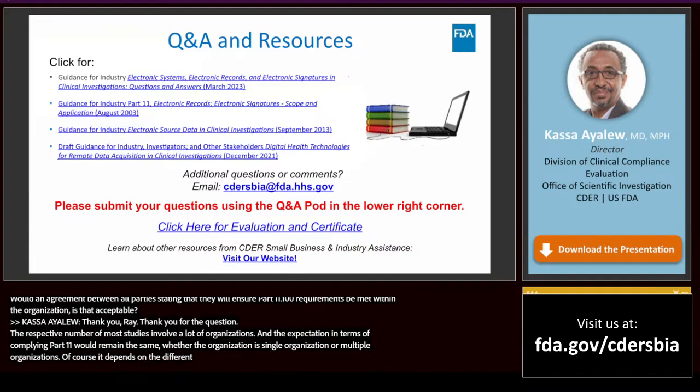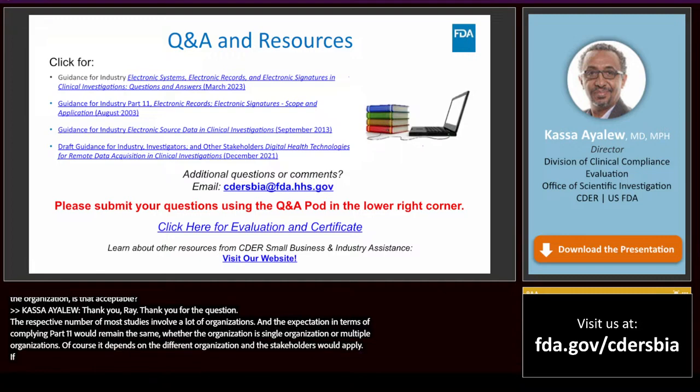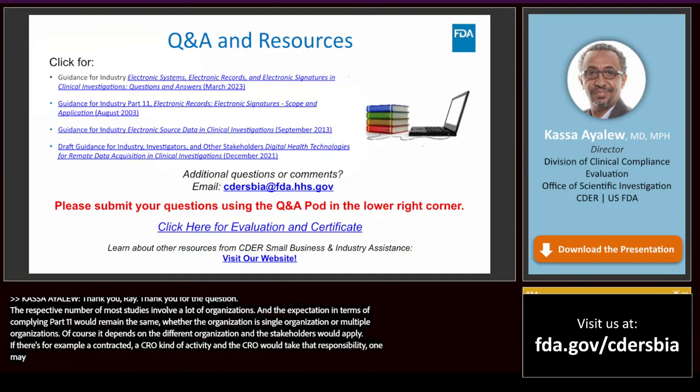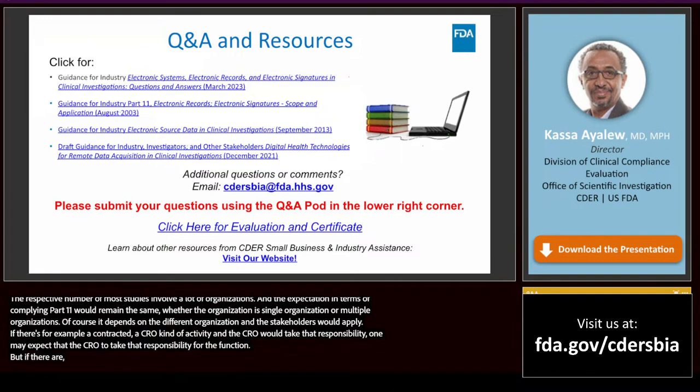If there is, for example, a contracted CRO activity, and the CRO takes that particular responsibility, one may expect the CRO to take that responsibility for the function. But if there are service providers, or traditionally what we call vendors, it will be up to the sponsor to ensure those parties meet the Part 11 expectation.